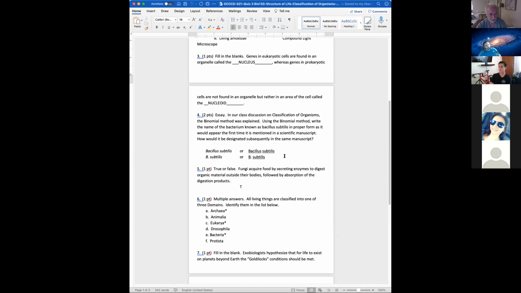Subsequently, after the first mention in a paper, it would be abbreviated. Bacillus would be abbreviated to just B, but subtilis is spelled out. And again, it could be either italicized or underlined. So pay attention to that, because it's going to come up on Wednesday on your test in a different form, but you need to know how to write a binomial.